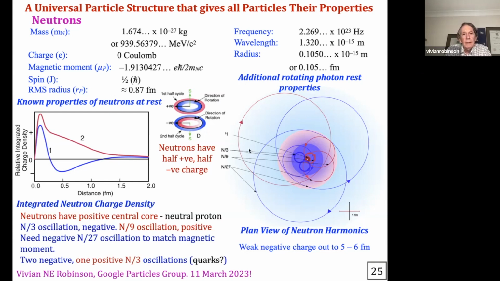It starts out positive, which I'll show here is the positive core. It then goes negative, and for the same reason that the proton had 2 positive and 1 negative, the neutron, because this oscillation is negative, will have 2 negative and 1 positive. It then goes positive, which are these p/3 oscillation, p/9 oscillations, which are the same as a proton. But in order to match this very high magnetic moment, you need the n/27 oscillations.